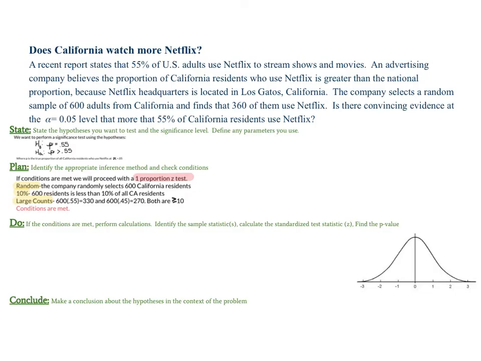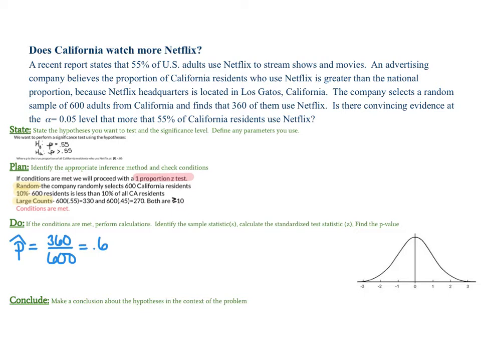Now we're going to actually do our calculations. Some of the things you want to do in here would be to identify what's your statistic. In other words, what do we even have evidence for that's suggesting that this test is even necessary? So that's going to be my p-hat, my sample proportion. 360 out of 600 is equal to 0.6. So we have some evidence saying that perhaps more residents of California are using Netflix than the rest of the country, but is that convincing evidence?